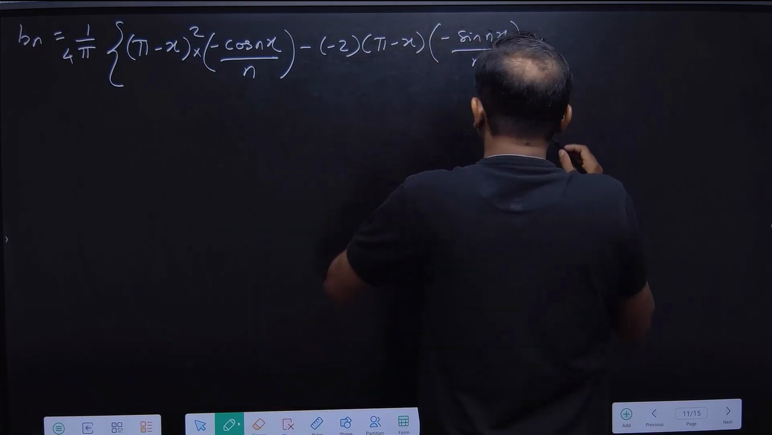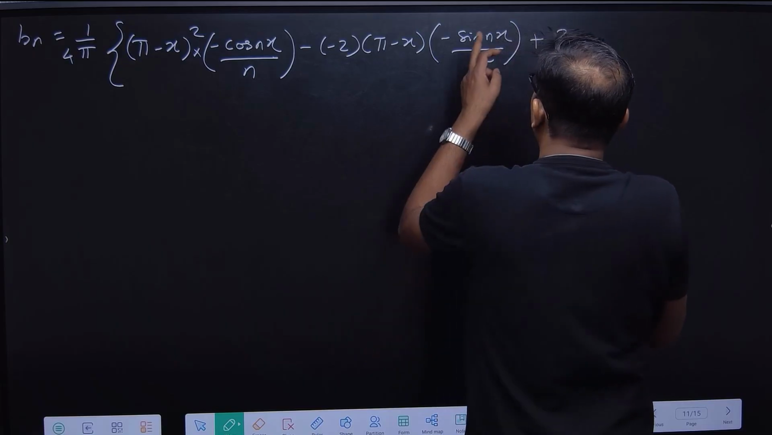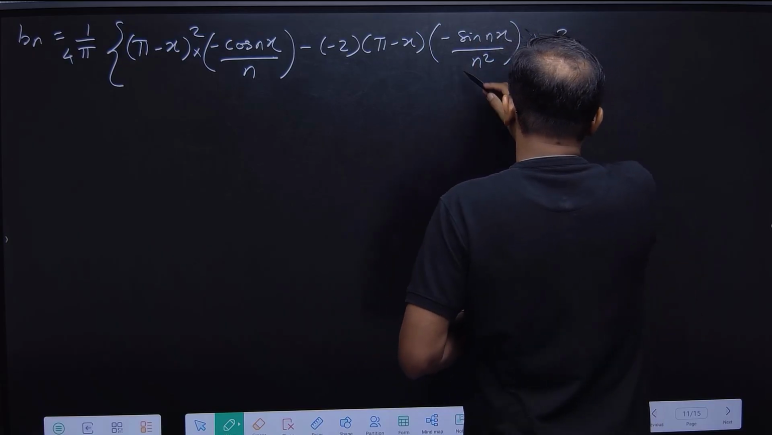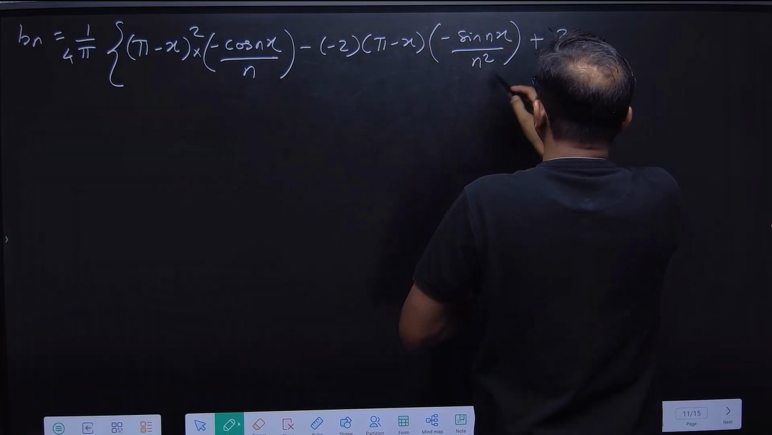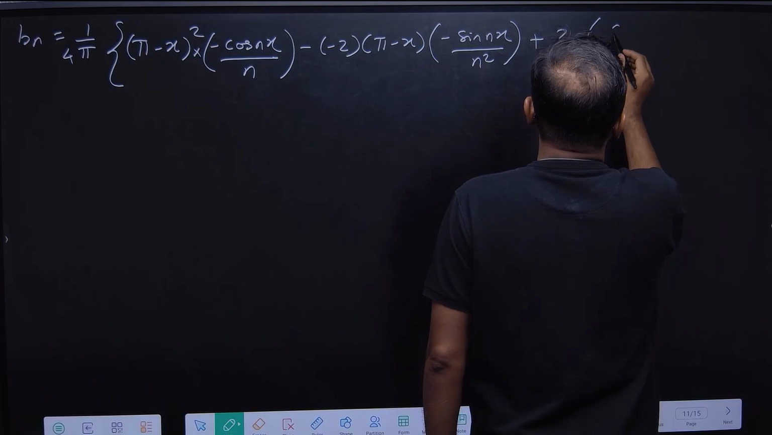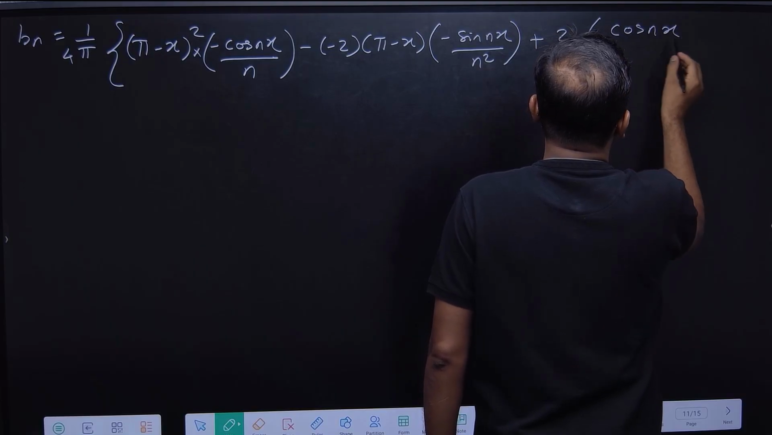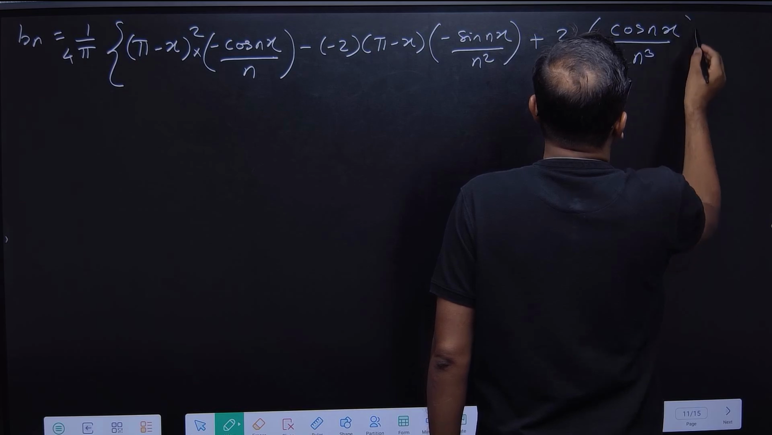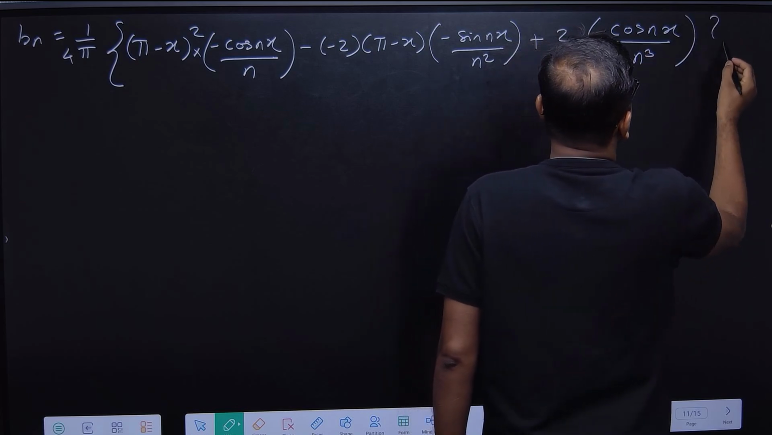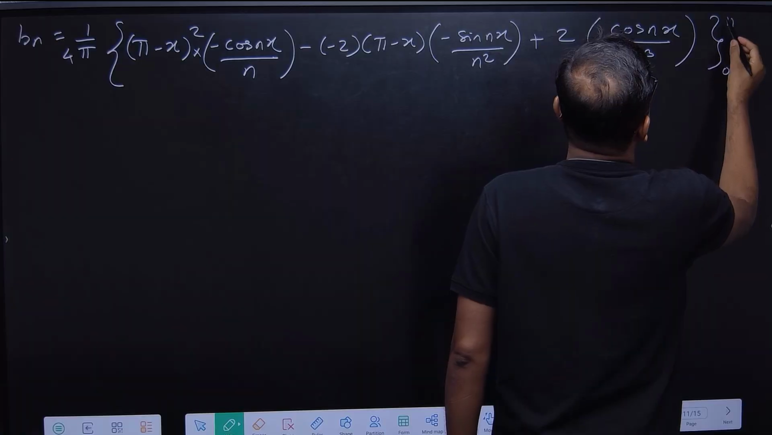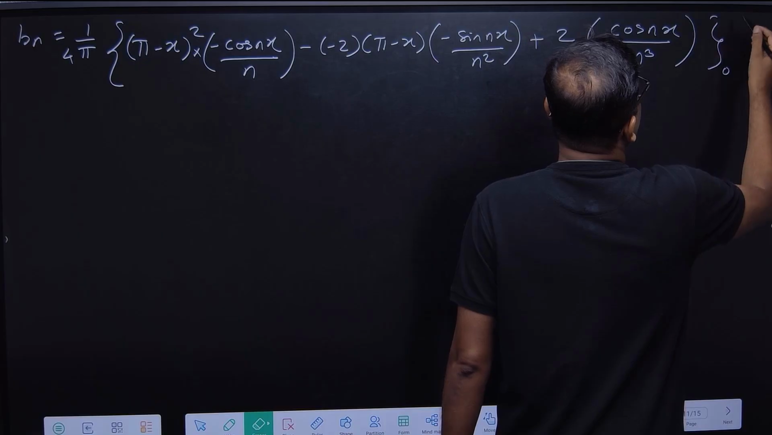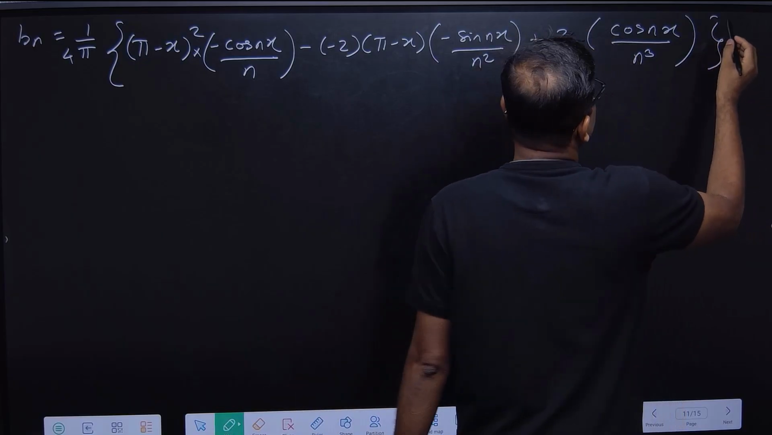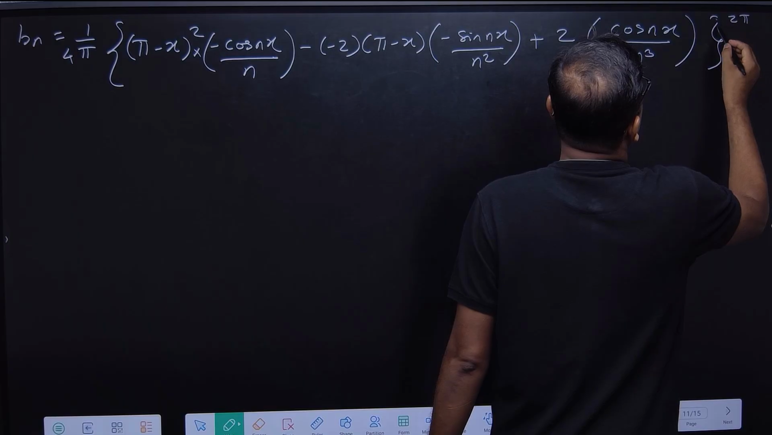plus u double dash, we have found out u double dash is 2, and v3. See, this was our v1, then v2, v3 is the integration of this term, which we had found out as plus cos nx upon n cube. u triple dash is going to be 0, and this is within the limit 0 to 2 pi. The upper limit is 2 pi, lower limit is 0.